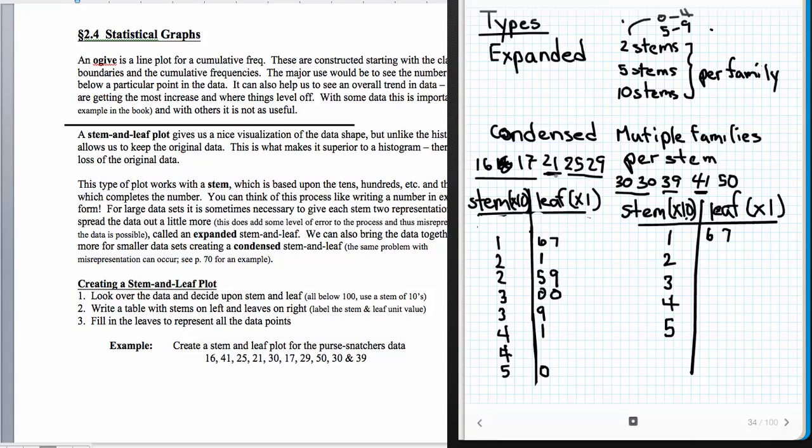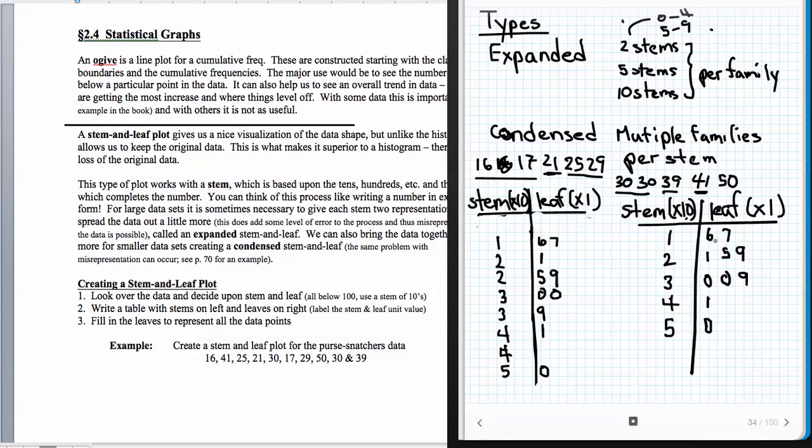Then we have 21, 25, and 29. So the 1 here goes under the 6, the 5 here goes under the 7, and then the 9 goes over here. Then in the 30s, I have 30, 30, 39. So I'm going to put in a 0 underneath the 6 and the 1, a 0 underneath the 7 and the 5, and then a 9 underneath the 9. And then in the 40s, I only have the 1, so I'll put the 1 here. And then the 50, I only have the 1, so I'll put it underneath here.